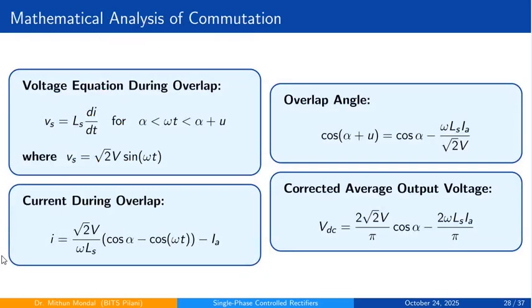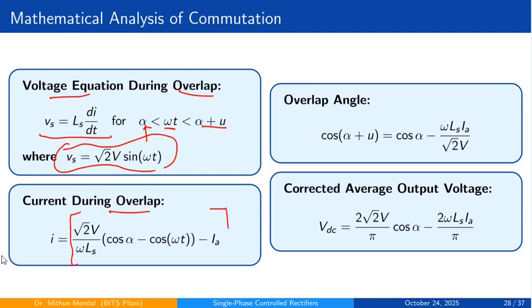This is the mathematical analysis of the commutation. If we talk about the voltage equation during the overlapping period, the voltage is Ls di/dt during omega T from alpha to alpha plus u, and Vs is given by root 2 V sin omega T. The current during the overlapping period is given by this expression, which depends upon both alpha, the firing angle, as well as omega T.